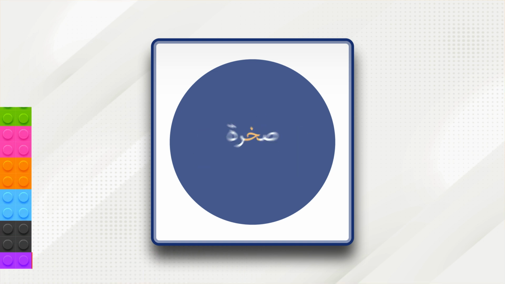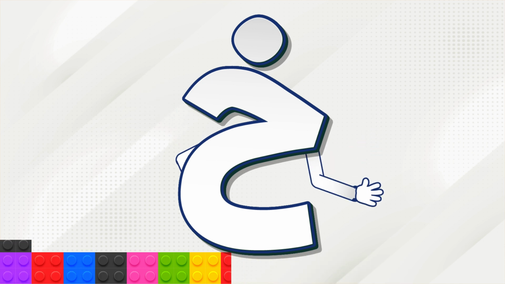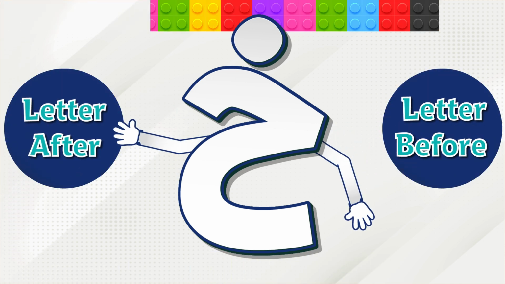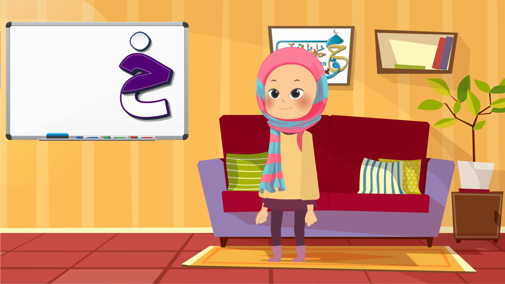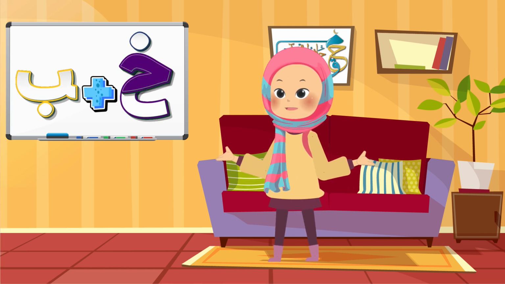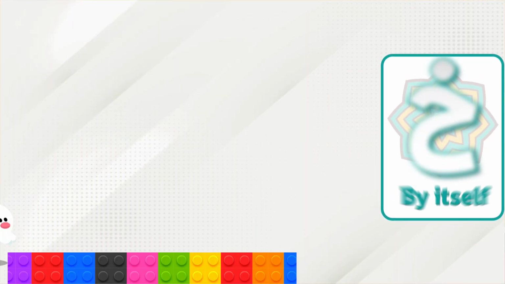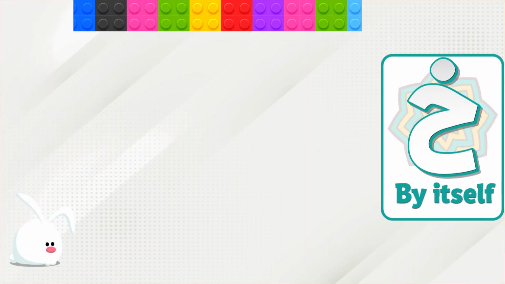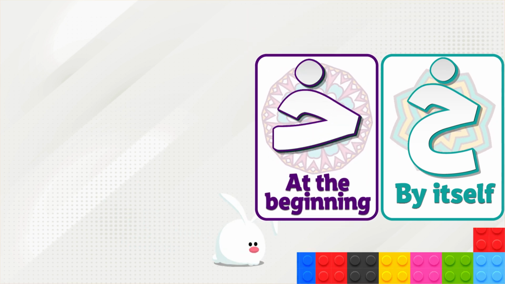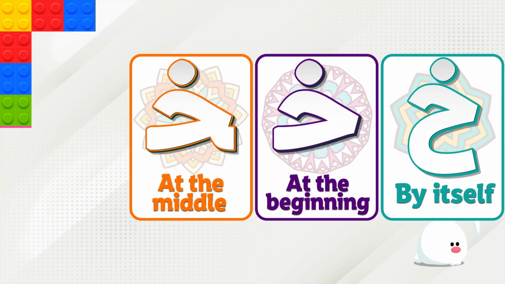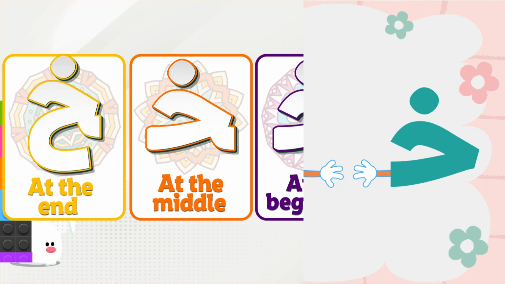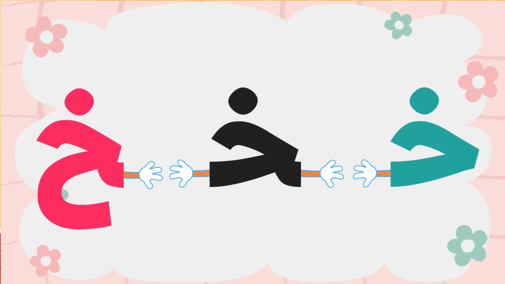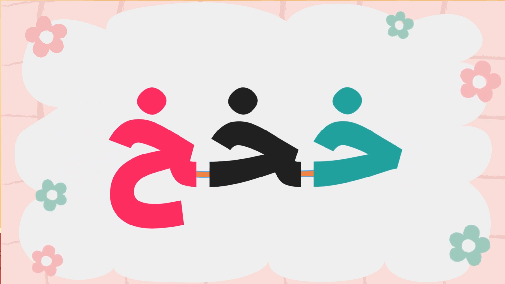Letter Khaa has different shapes in different places in the word. It has two hands and can join the letter before and after. We will use the head of Khaa only if it's connecting the following letter. So this is the shape of Khaa by itself. Khaa in the beginning, Khaa in the middle, and Khaa at the end. All of these shapes are Khaa. Look and see the different shapes of Khaa joining together.